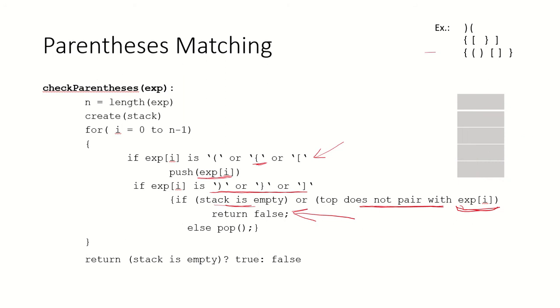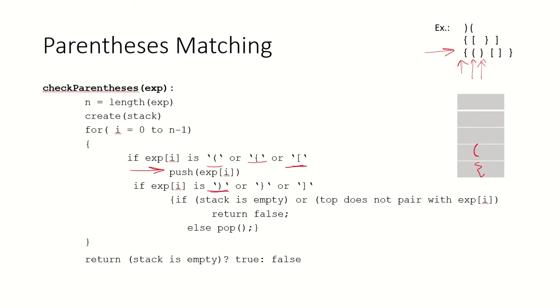Let's take the next example over here. What do we have? We have a set of parentheses again. The first character over here is an opening brace. So what do we do if it is an opening brace? We push it onto the stack. Then we come to the next character, again an opening brace, push it onto the stack. Come to the next character. What is the next character? It is a closing brace.